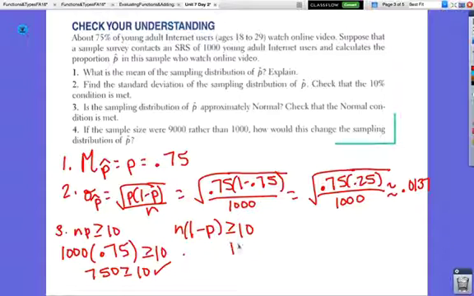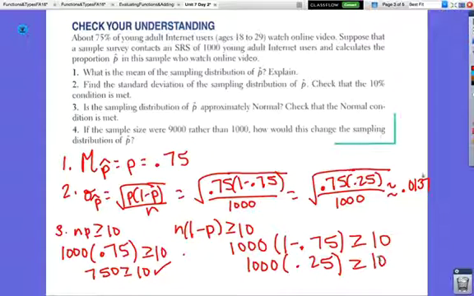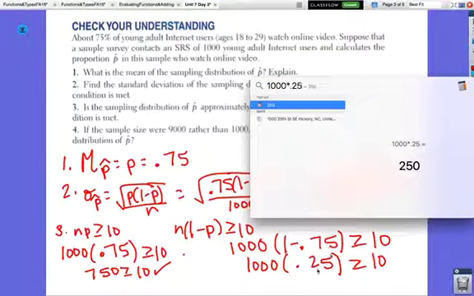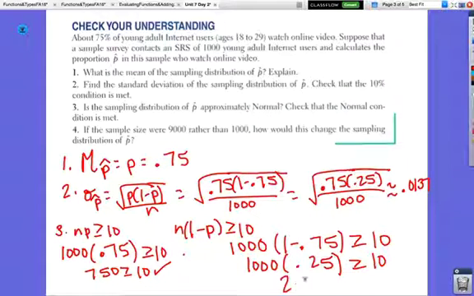All right, when I do this one over here, I'm going to have 1,000 times 1 minus 0.75 has to be greater than or equal to 10. And so that would be 1,000 times 0.25. And so essentially, we are taking a fourth of 1,000, which gives us 250, and 250 is definitely greater than or equal to 10. So that's good. All right, because both of those conditions were met, that means that our sampling distribution of p hat is approximately normal.